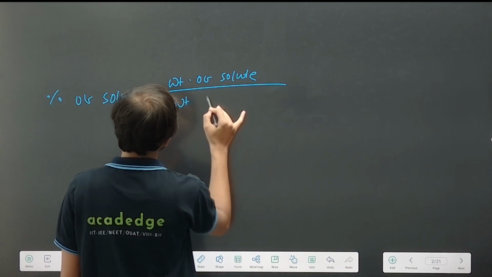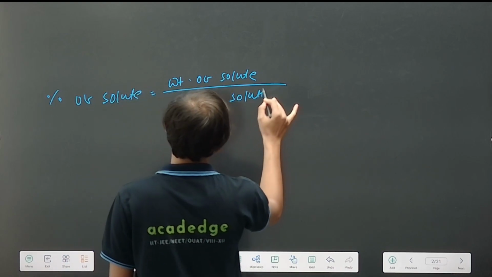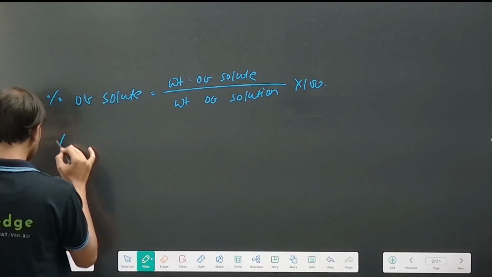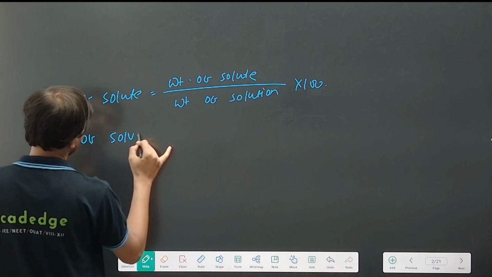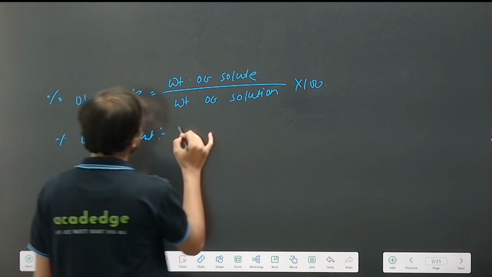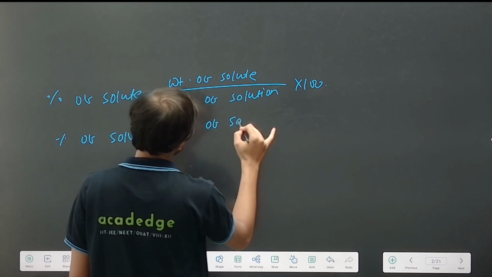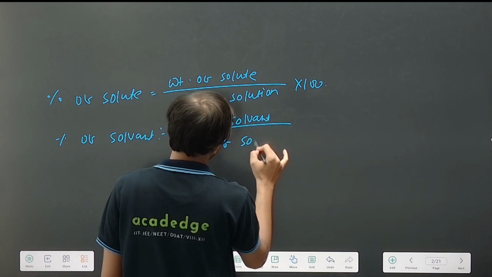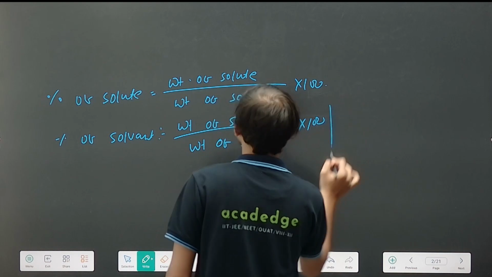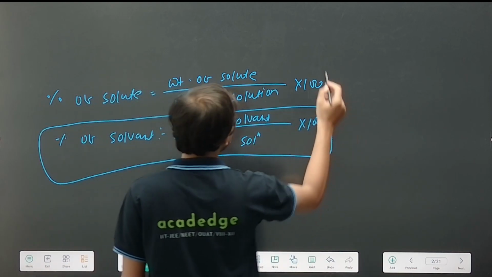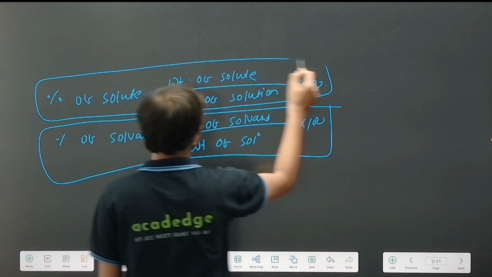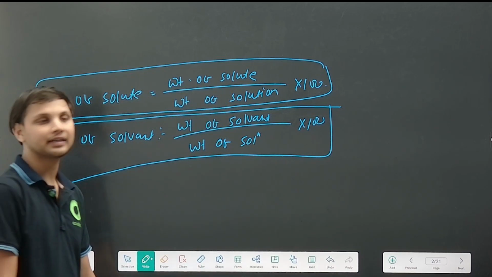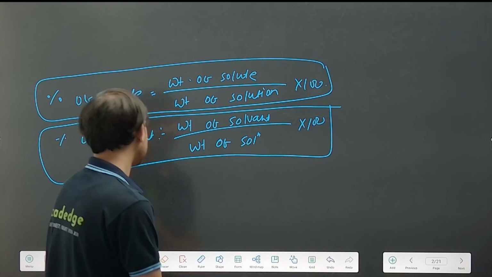by weight of solution into 100. Similarly, if I want to write the percentage of solvent, the formula can be written as weight of solvent by weight of solution into 100. By these two formulas, I can easily calculate the percentage composition of solute in a solution and the percentage composition of the solvent in a solution. All right, so let's take an example.